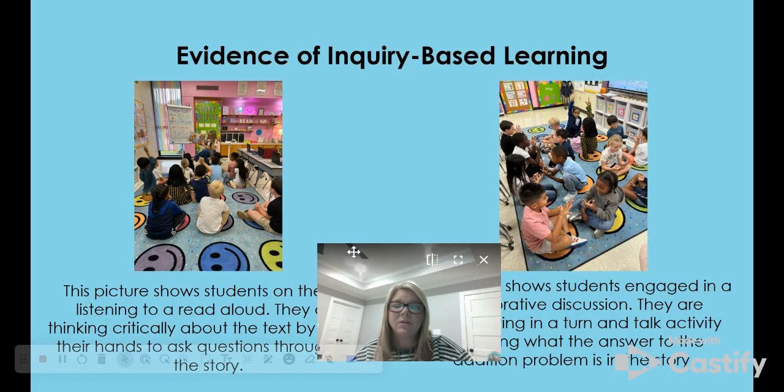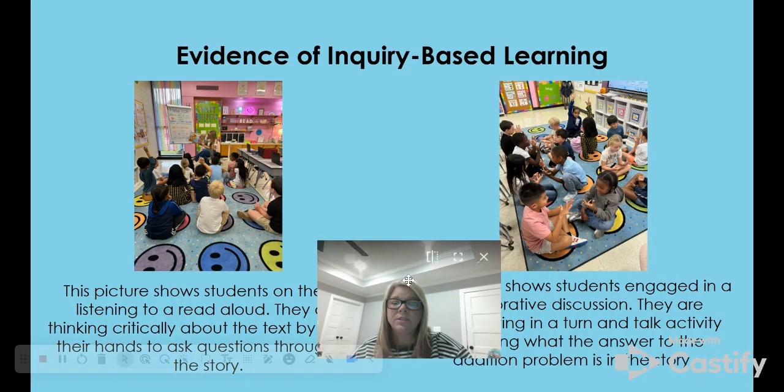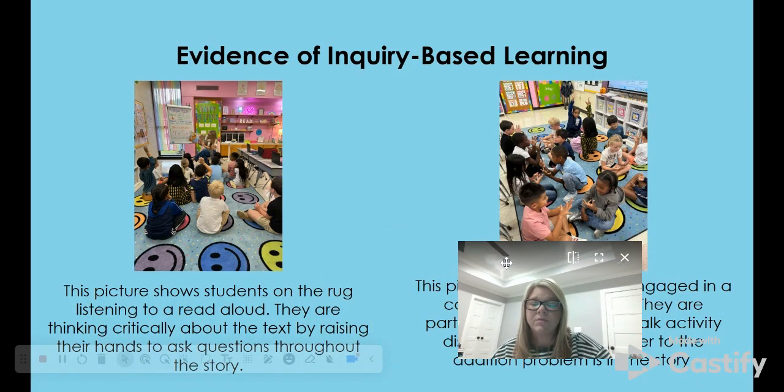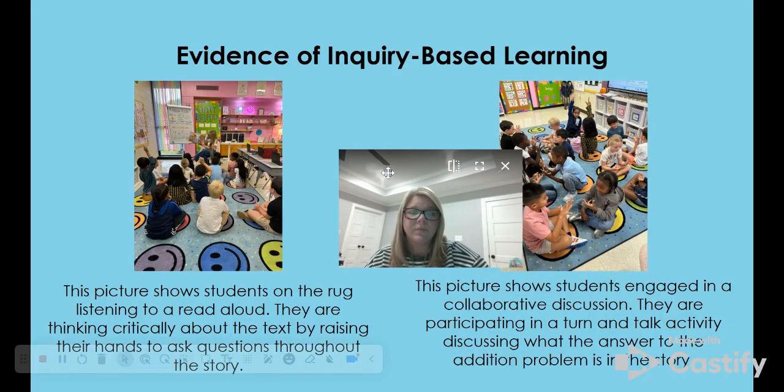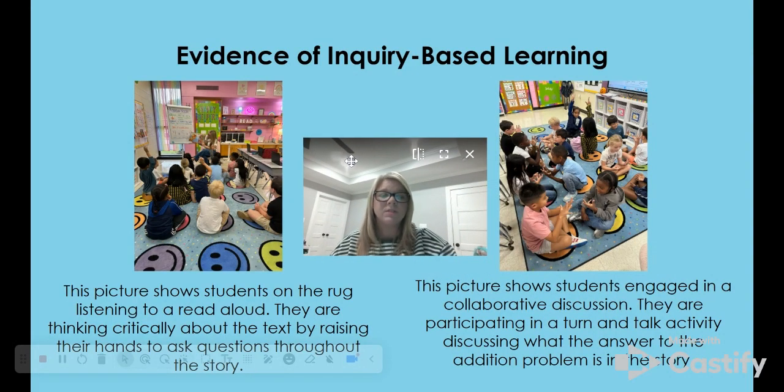Evidence of inquiry-based learning. This first picture shows students on the rug listening to a read aloud. We read Ten for Me. They are thinking critically about the text by raising their hands to ask questions throughout the story. The second picture shows students on the rug engaged in a collaborative discussion. They are participating in a turn and talk activity, discussing what the answer to the addition problem is in the story.